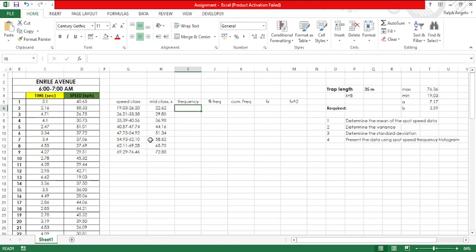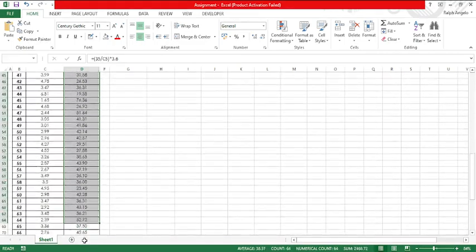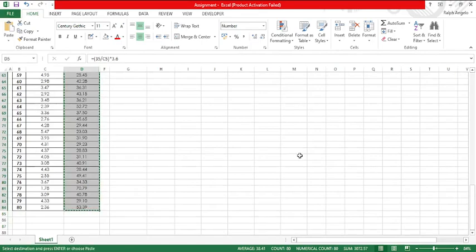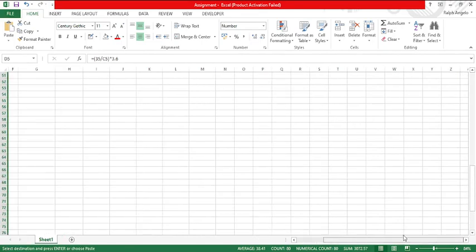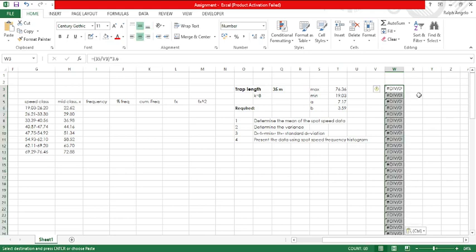Now for the frequency class, all you have to do is copy the speed in here. Okay, copy the speed. This is the beauty of using Excel in analyzing our data. It would be very easy for us to determine the frequency of each of the speed classes. Put it in here.